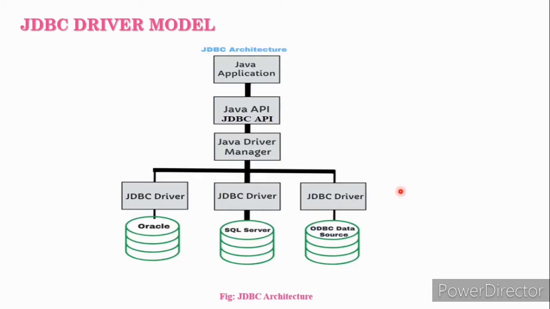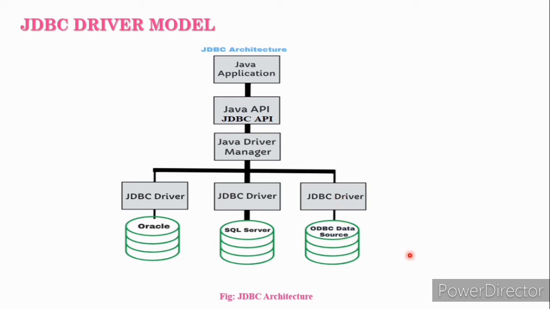Next is the JDBC driver model. This is the JDBC architecture, as we can also call it. Here the Java application will be there, that is the Java API or JDBC API. Next the Java driver manager will be there. With the help of this driver manager, we can communicate with the different JDBC drivers corresponding to the respective databases. For each database, a JDBC driver is required.